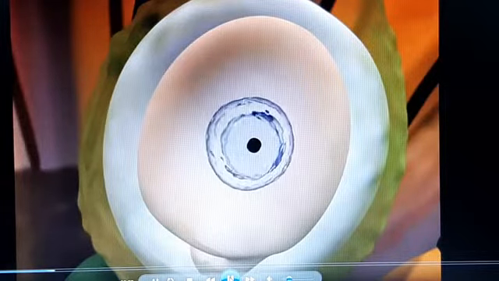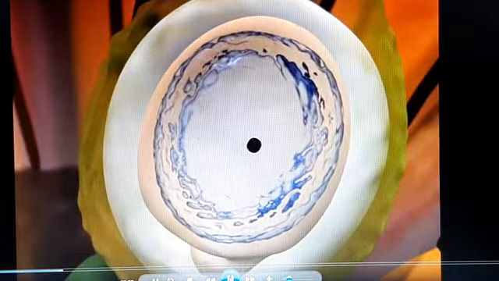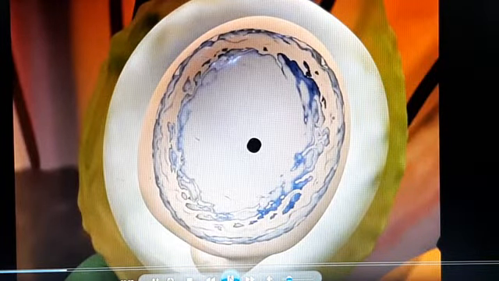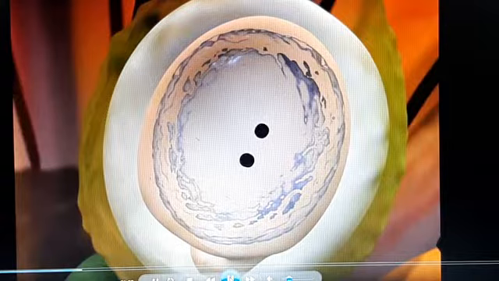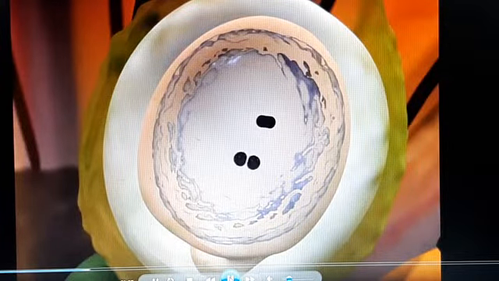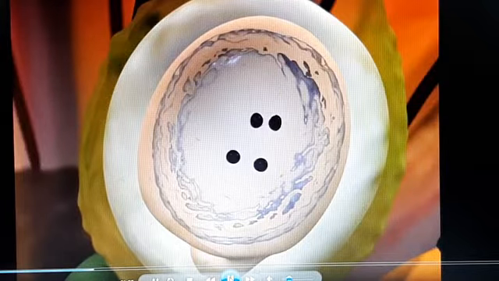increases in size and forms a kind of bag-like structure, and the nucleus divides into 8 parts mitotically now. Not meiotically, but mitotically. You'll find 8 nuclei formed.